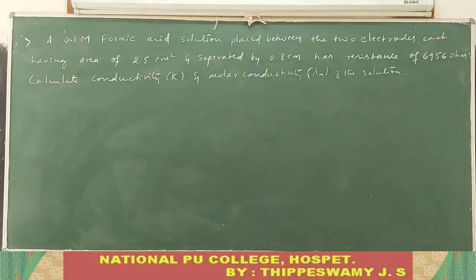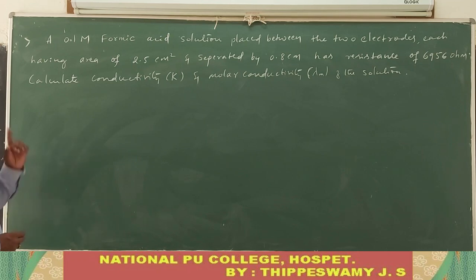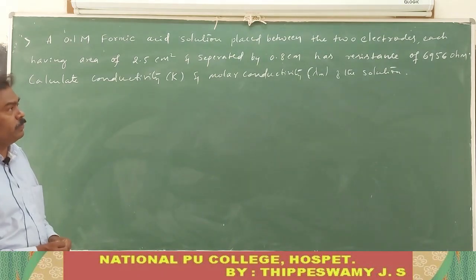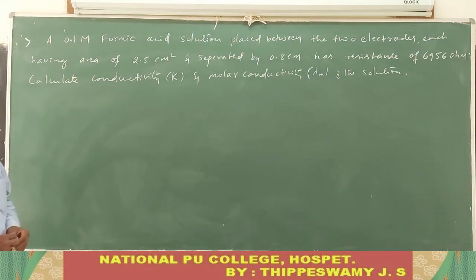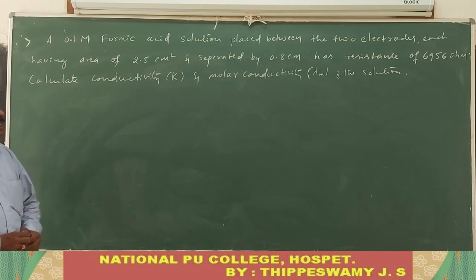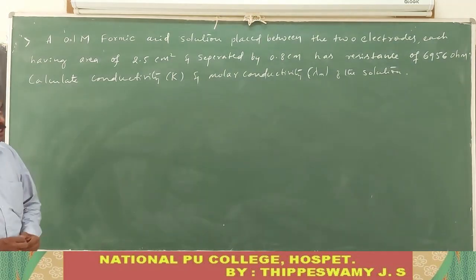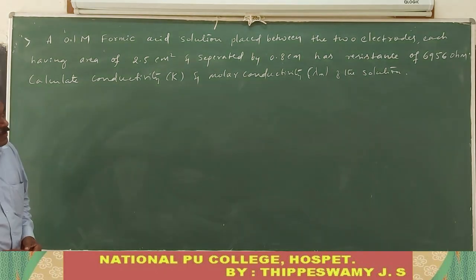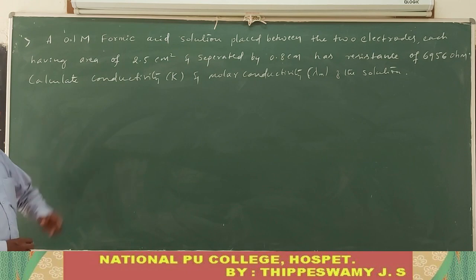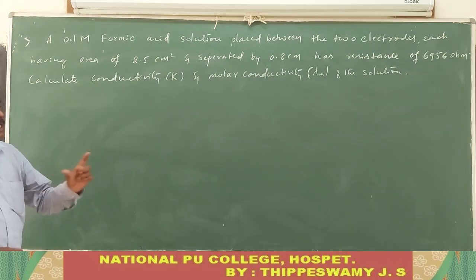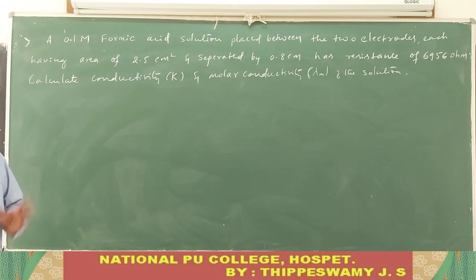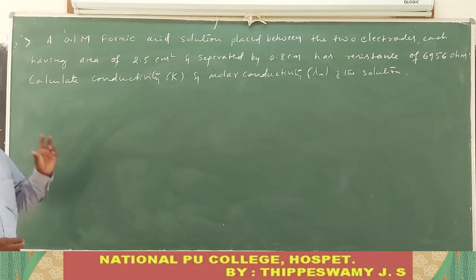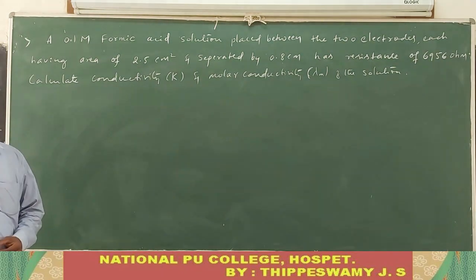Okay students, you see one more problem. A 0.1 M formic acid solution placed between two electrodes, each having an area of 2.5 centimeter square and separated by 0.8 centimeter, has a resistance of 6956 ohm. Calculate the conductivity and molar conductivity of the solution. We have to find the conductivity and molar conductivity of the solution.